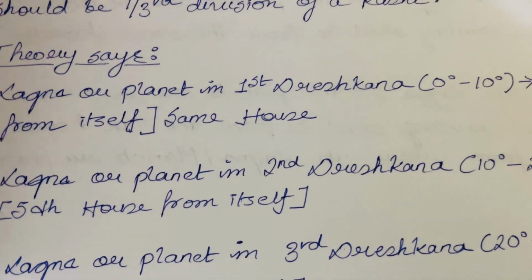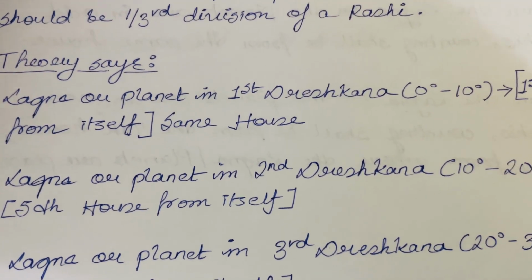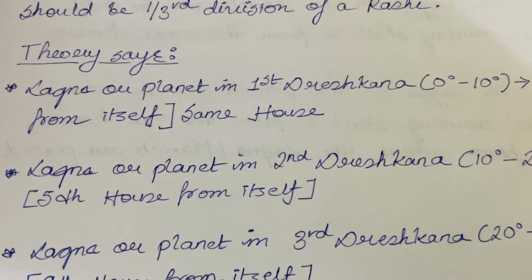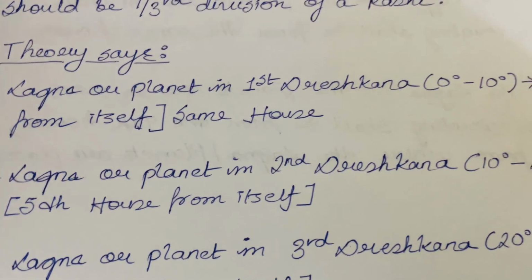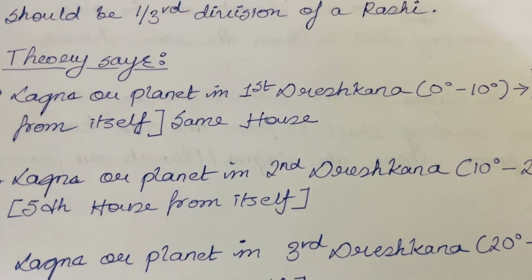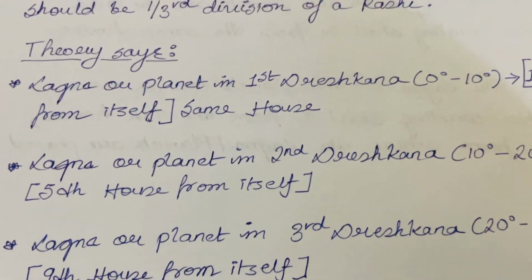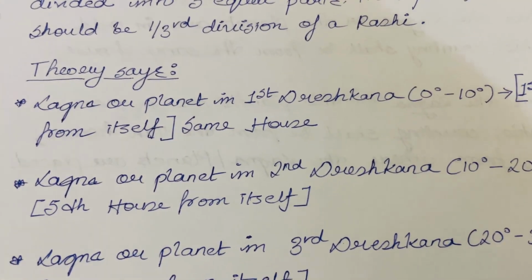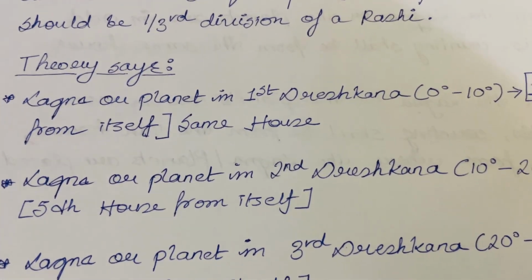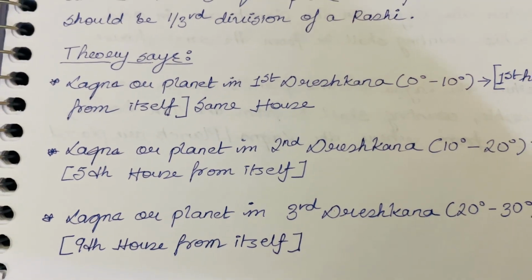This is seen from the Dreshkana chart. The Dreshkana chart basically deals with the third house and the 11th house too. So this is what the Dreshkana chart is all about. I just gave you a very simple, plain overview of it.